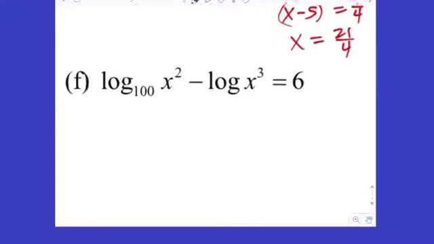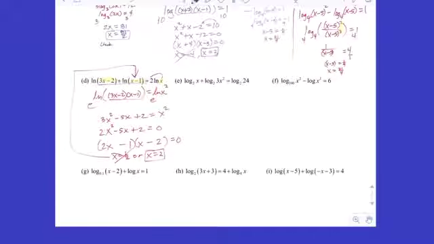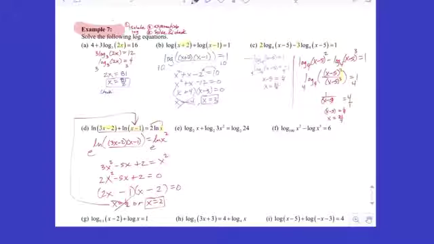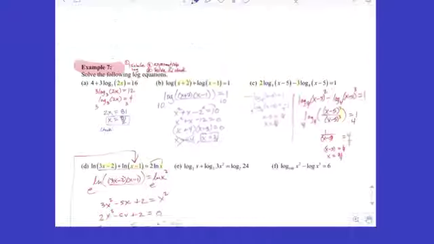You're not going to have to do something like this where you have, notice your logs are different bases. You're not going to have to do something like that. It's pretty straightforward. Just remember tomorrow when you're solving a log equation, you have to test your answers out at the end by plugging back into the very original and make sure that they give you positive arguments.